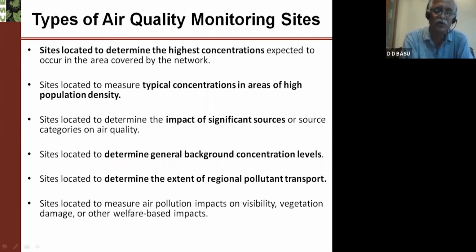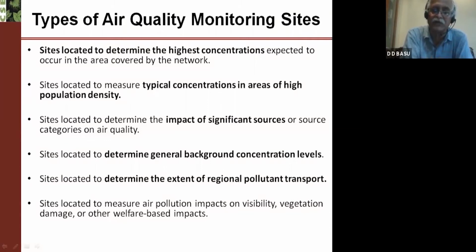It is also an interesting point that a city may have its own pollution, but it is added to because of transport, because of air movement. The transport from other places is also coming. That is the regional pollutant transport. If you want to capture that, your sites will be located accordingly.